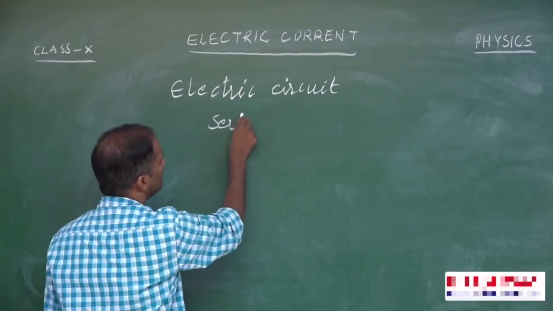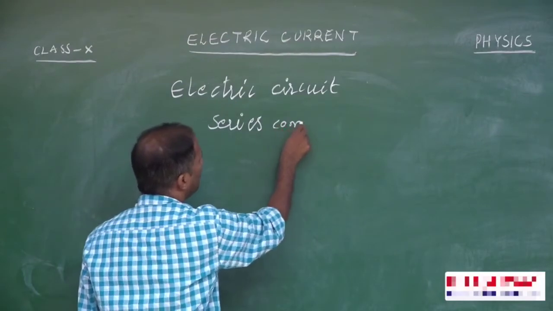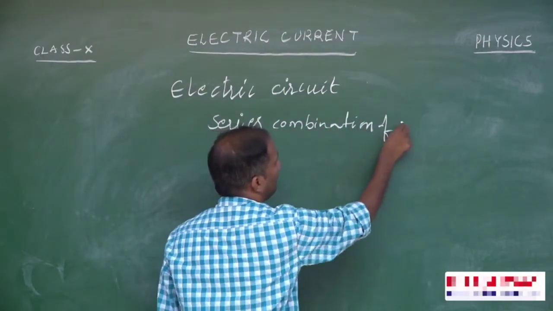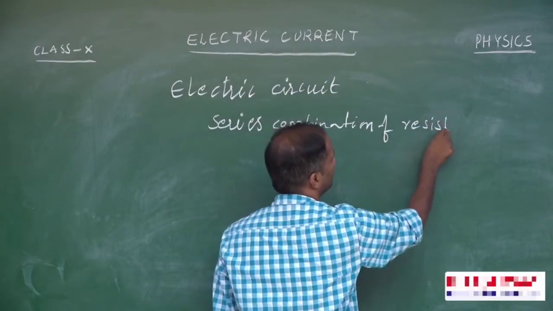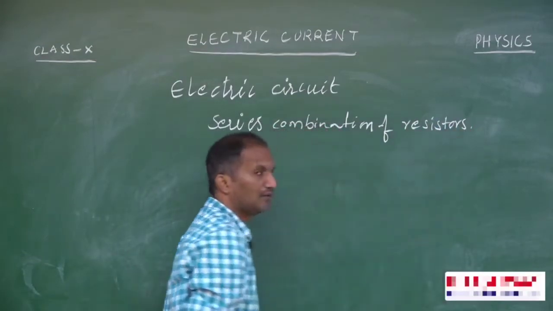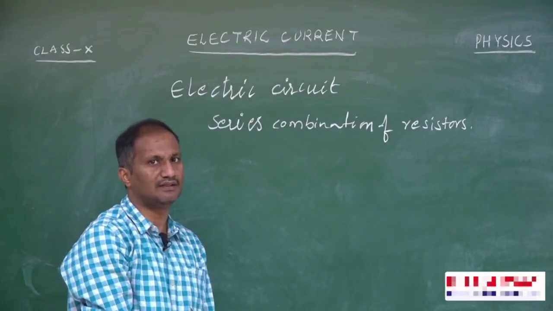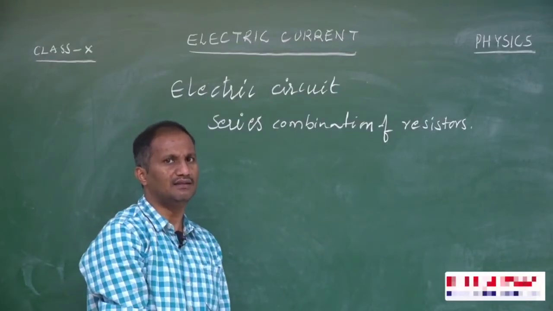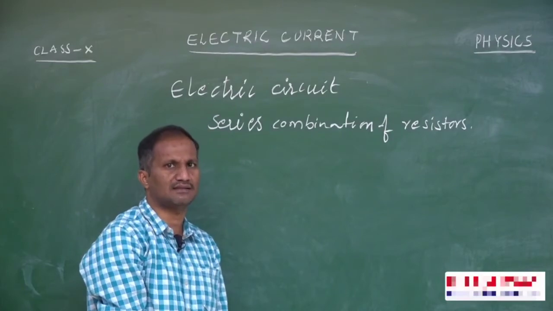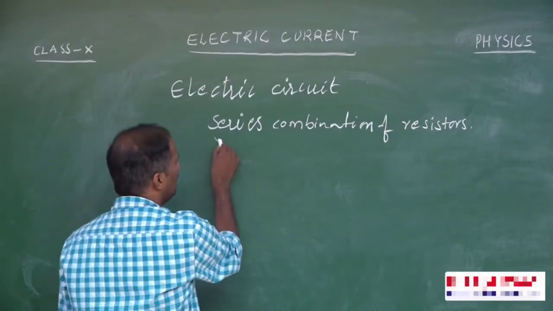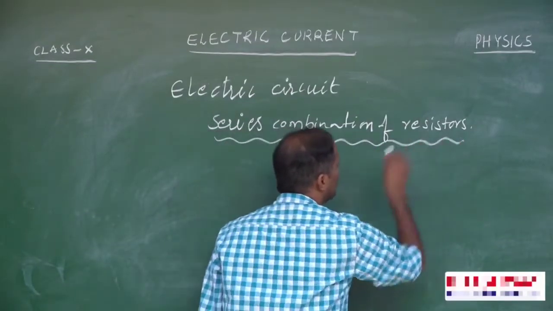Series combination of resistors. Now we are going to study in detail the series combination of resistors and what the resultant resistance is when the resistors are connected in series combination. First of all, we are going to see the combination of resistors in series.